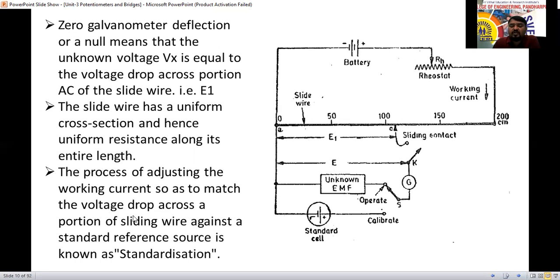Matching the voltage drop across the portion of sliding wire against a standard reference source is known as standardization. By varying this length, the current will vary. By varying this, we can bring the galvanometer to 0. Then we can compare that the measured value of unknown EMF should equal the standard reference value. That process is called standardization.